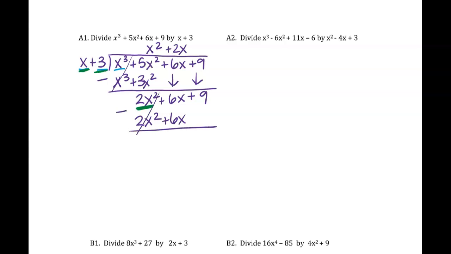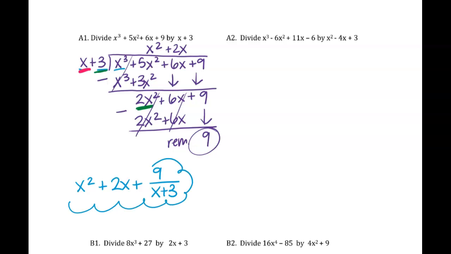So then we subtract. We have 9. And now we say, well, x times what equals 9? Well, nothing, right? So that doesn't work. So then we actually just have our answer because that's our remainder right there. 9's our remainder. So then our answer is x squared plus 2x plus 9 over x plus 3, because you couldn't actually multiply the x plus 3 to get 9, so it's just 9 out of that for our answer.